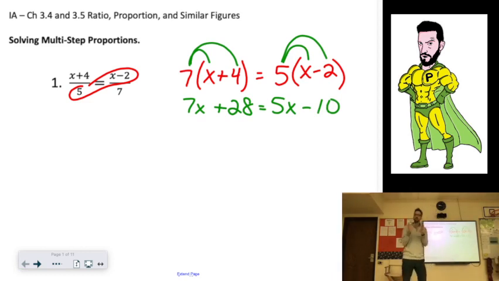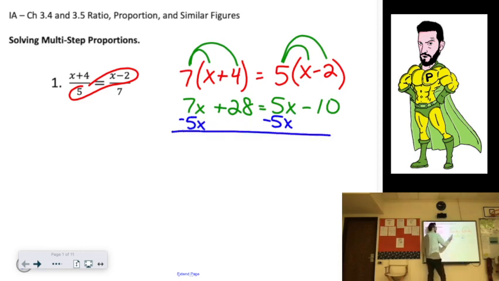So now we're getting the variables on the same side. I would get rid of the 5x if I was doing this, but you could also get rid of the 7x. Remember, if it's positive 5x, we're just going to subtract it. If it was negative 5x, we would just add it. So we're going to subtract 5x from both sides. 7x minus 5x is 2x. 2x plus 28 equals, 5x's cancel out, 5x minus 5x, and then you have the negative 10 over there.